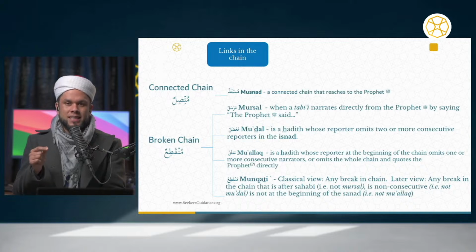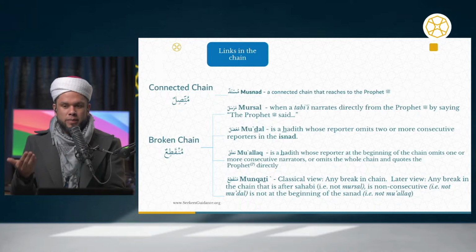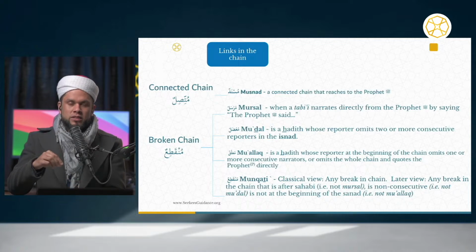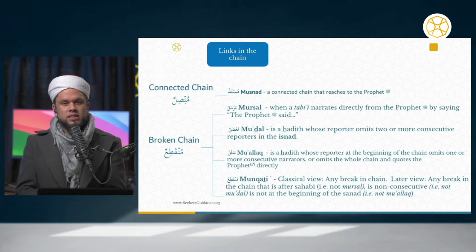We know by necessity that Hasan al-Basri must have heard this hadith from someone. He could not have heard it from the Prophet ﷺ. But the problem is we don't know who he heard it from. So this is a tabi'i transmitting directly from the Prophet ﷺ. We refer to that type of hadith as mursal.